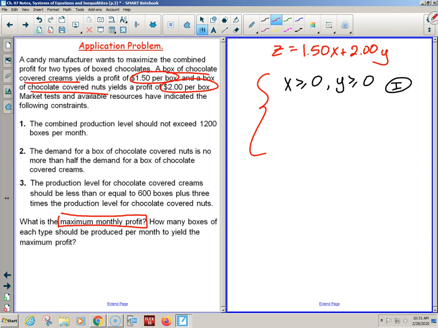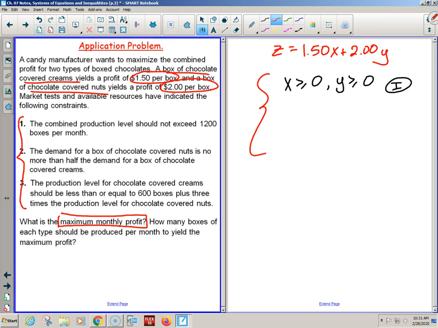But then do you guys see how I have other constraints that I have to consider as given to me by the problem? Like, the combined production level should not exceed 1,200 boxes. Maybe your shipping company can't really handle more than that, or you don't want to spend any more shipping costs than like 1,200 boxes. Or maybe your factory can only store up to, I don't know why.